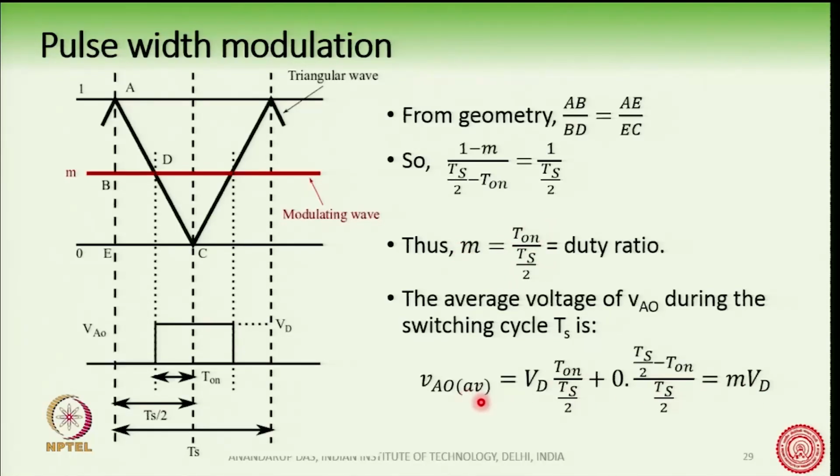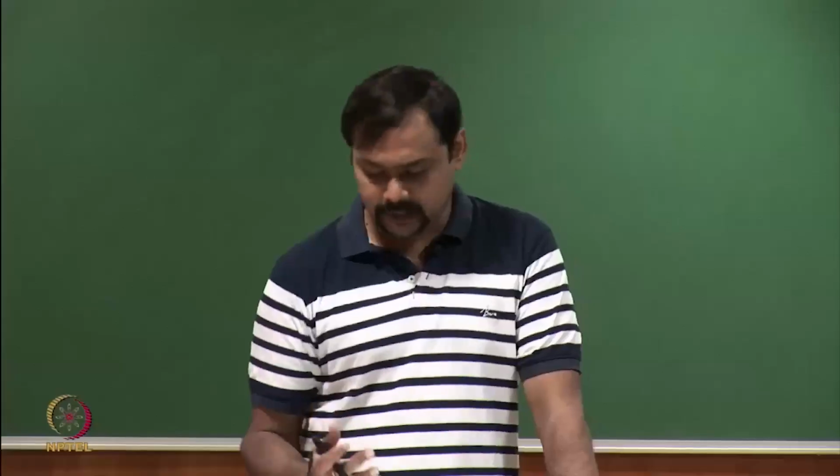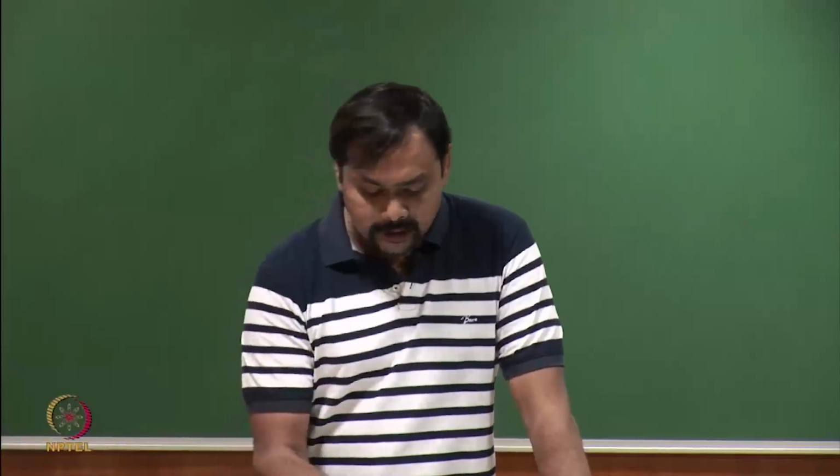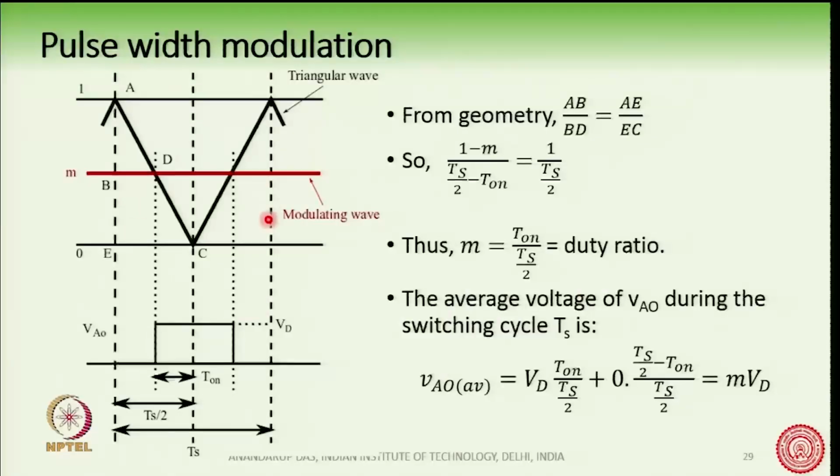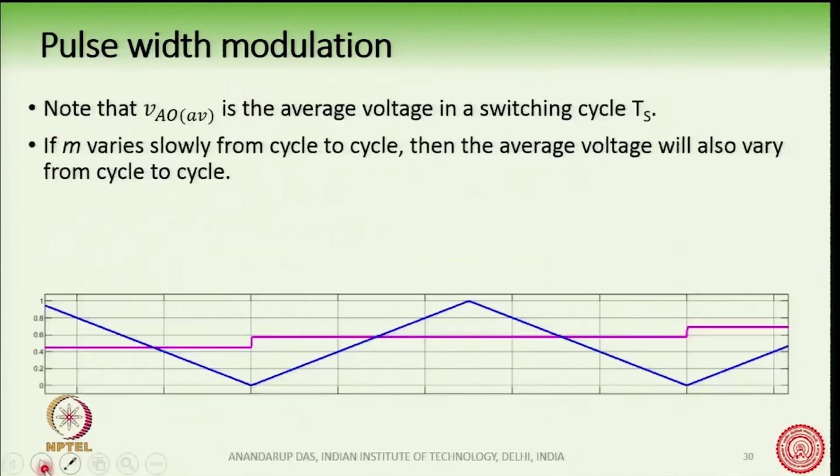Therefore, VAO average is m times Vd, which is also understood from this figure, because if m is equal to 0 we do not get any average voltage, and if m equal to 1 we get the full average voltage. If m is 0 the modulating waveform is down here, if m equal to 1 the modulating waveform is up here. So VAO average is the average voltage in a switching cycle Ts, which we have just derived.